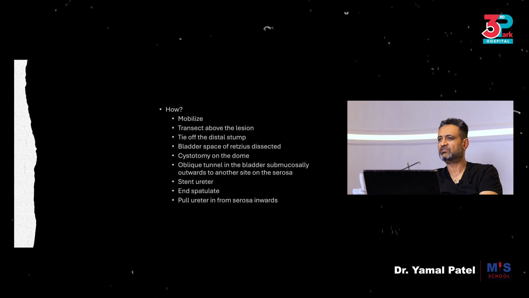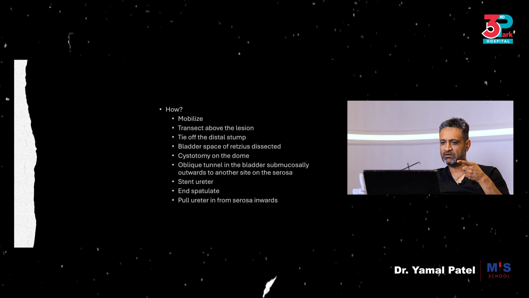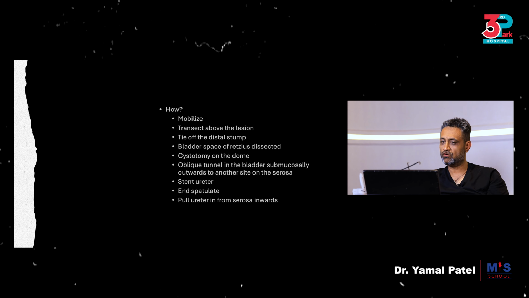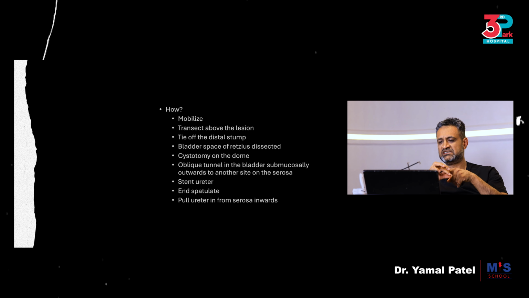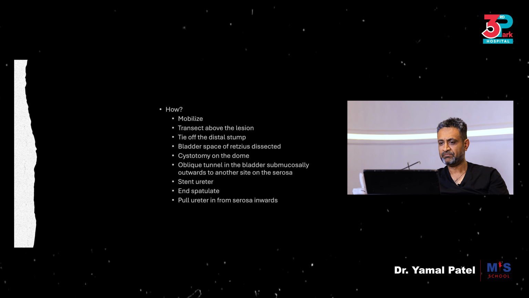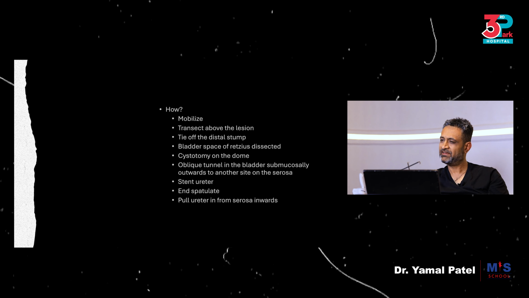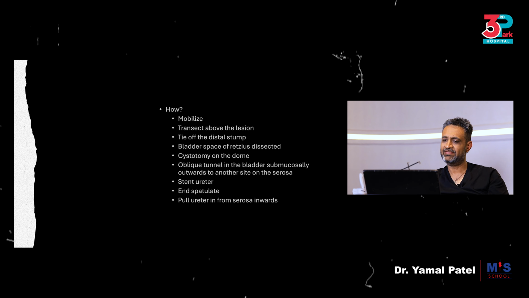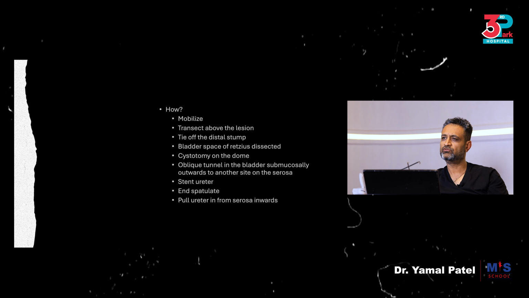off. Do a cystotomy on the dome, then obliquely tunnel into the bladder submucosally outwards to another site onto the serosa so that you have a tunneling that will help as an anti-reflux measure. Then you would stent the ureter, spatulate the ends, and then pull the ureter in from the serosa inwards. And then you would obviously have your stitch and put over the fold of the bladder into the tunneling so that you end up with at least some sort of an anti-reflux mechanism.